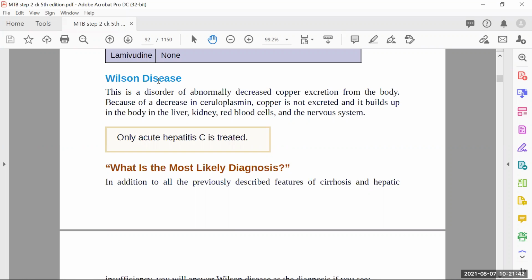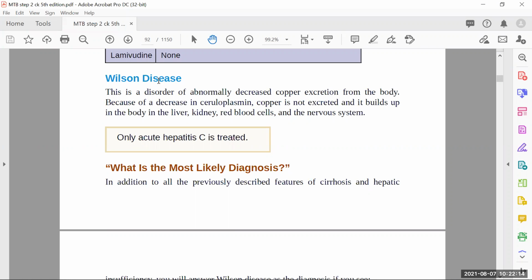Ceruloplasmin is a carrier protein that takes the free copper ion, which carries a plus 2 charge. It conjugates with the copper ion, and then the copper can easily be excreted into the urine. That is the normal mechanism of copper excretion. This ceruloplasmin is usually formed in the liver, because most carrier proteins are formed there.